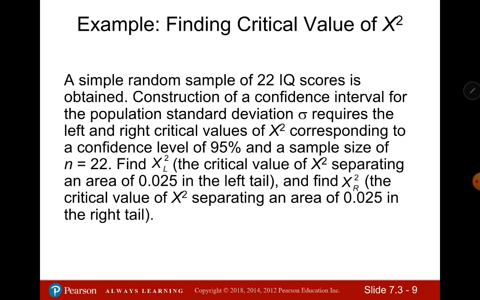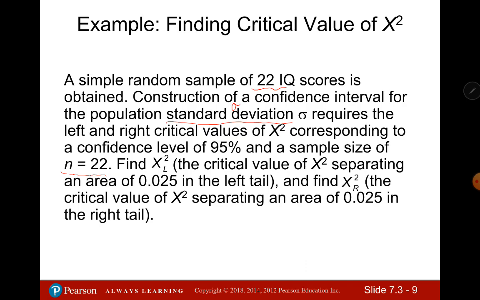So in this example, we know the 22 IQ scores. So from here, we know n is equal to 22. So we have a total of 22 IQ scores. 22 is the sample size. But we want to construct the confidence interval for the population standard deviation. So that's the sigma, the population standard deviation sigma.